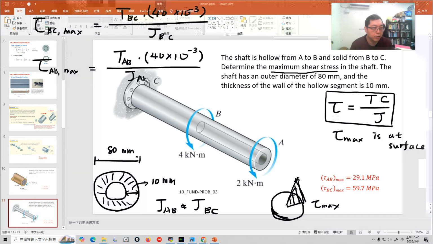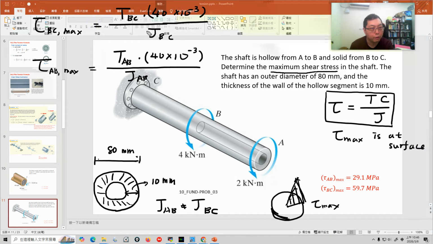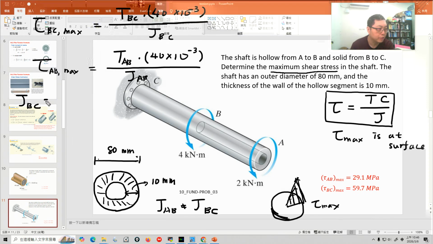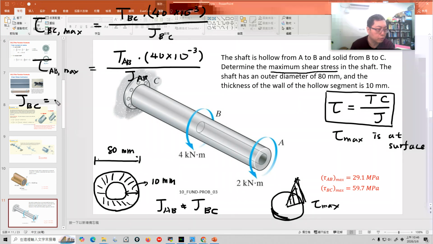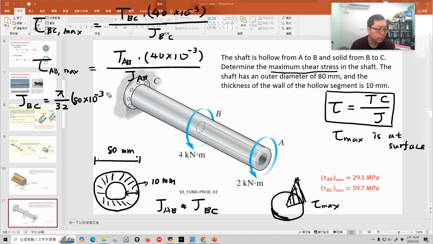Okay, we still need other information: TBC, TAB, JBC, and JAB. Okay, let's calculate. What's JBC? JBC, it gives you the diameter, so it's pi over 32, 80 millimeter to the power 4. Okay, I remember it's power 4.